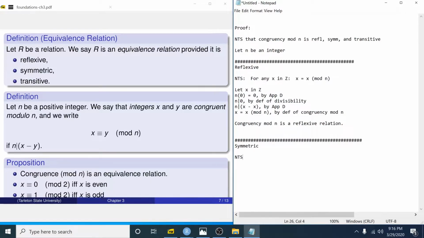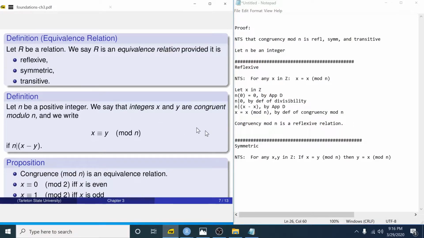Okay, let's show that congruency mod n is symmetric. Let's think about what we need to show. We need to show that for any x and y in Z, if x is congruent to y mod n, then y is congruent to x mod n. If you ever get lost on what our goal is right now, our goal is to show that congruency mod n is an equivalence relation. An equivalence relation is a relation that's reflexive, symmetric, and transitive, so we have to show that all of these are satisfied. We've already shown that it's reflexive, so now we're trying to show that it's symmetric.